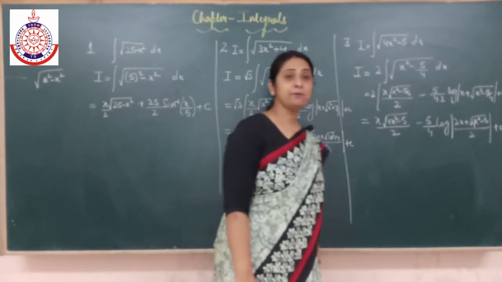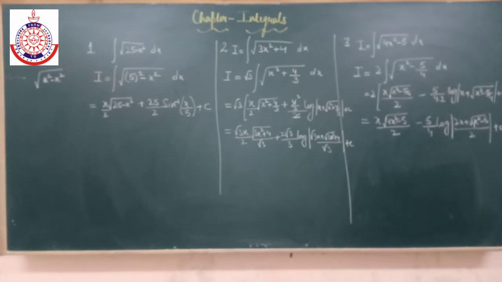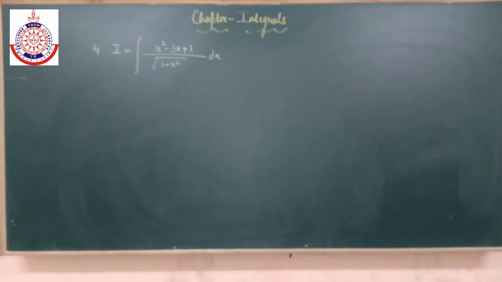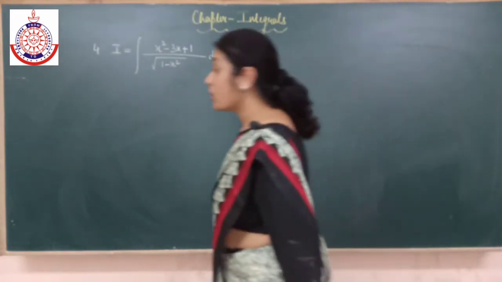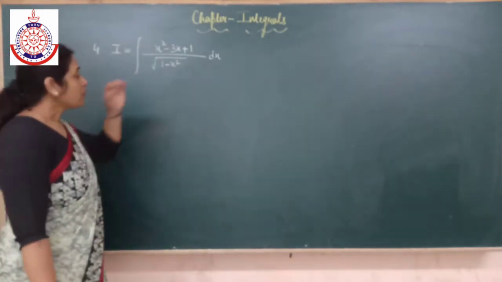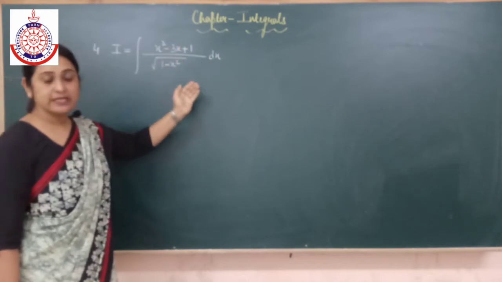Clear to everyone? Alright, so these are the direct questions related to these forms, but questions will not come direct to you. There would be some twists in the questions. Let's see the next example. I have to integrate x square minus 3x plus 1 upon under the root 1 minus x square. Now, it's a bigger question. Bigger terms like 1, 2, 3 terms in the numerator, 1 term in the denominator.